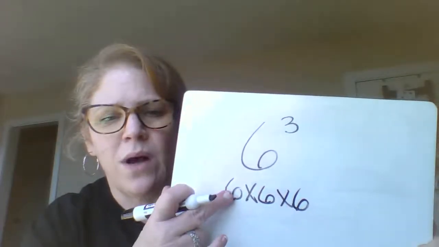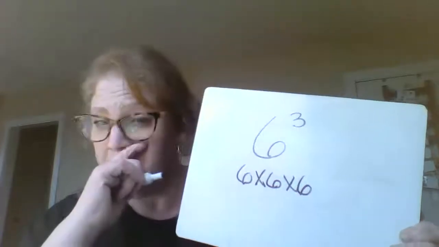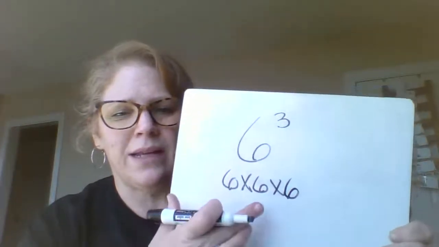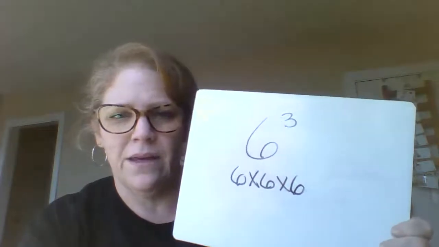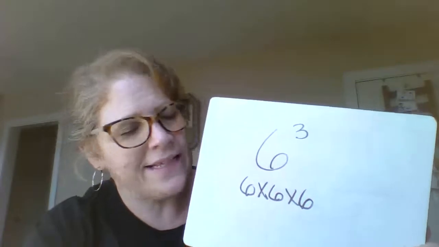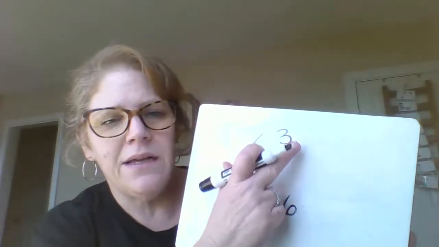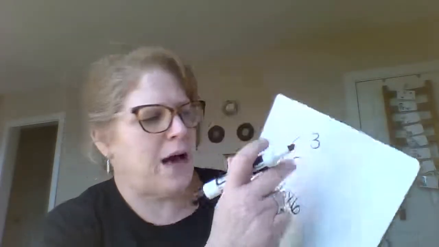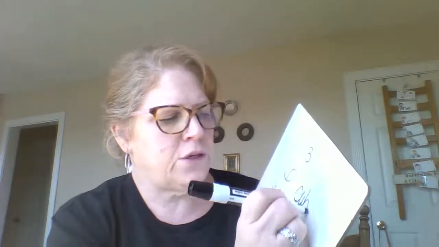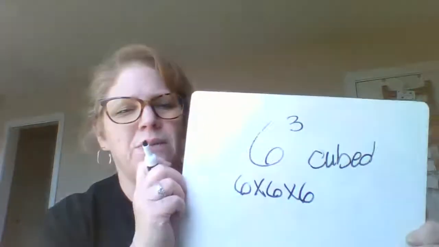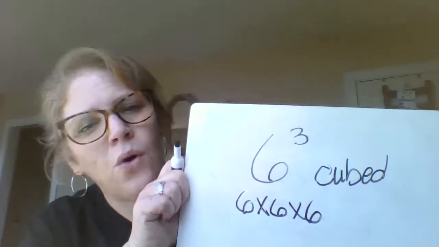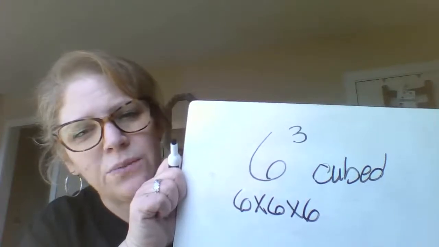3 times. 1, 2, 3. 6 times itself 3 times. Again, 1, 2, 3. Okay? Another word to express any number raised to the third power is cubed. Cubed. That's on your notes as well. So I could say 6 to the third power, or I could say 6 cubed.